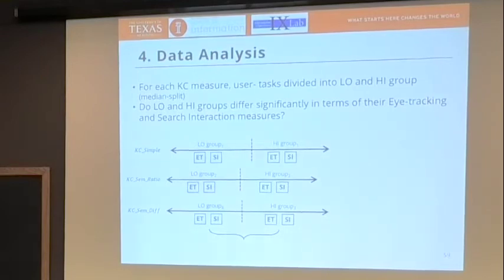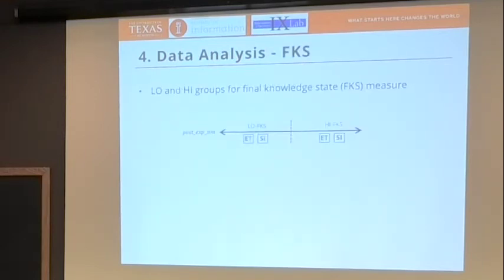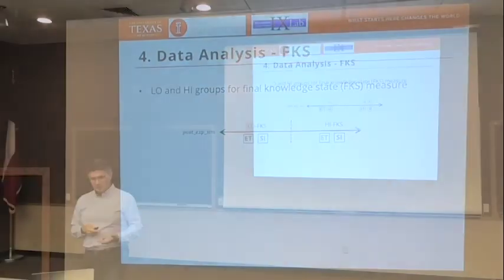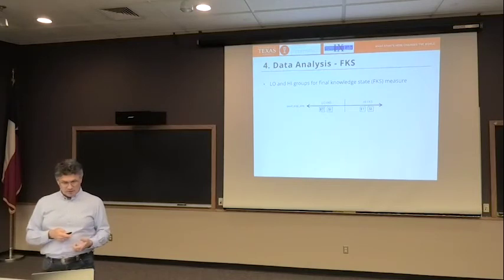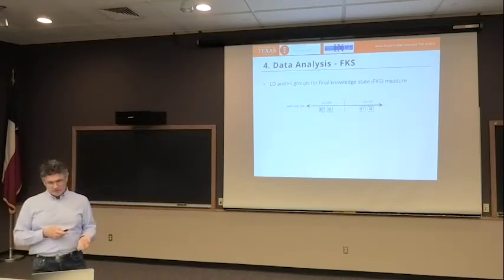And then for these different measures, we looked at the difference between the eye tracking and the search interaction measures. And we did it also for the last knowledge change measure that I mentioned, which is comparing our participants' post-task vocabulary list, the self-generated keywords, with the expert vocabulary list. So essentially there were 4 different low and high groups created in this way.